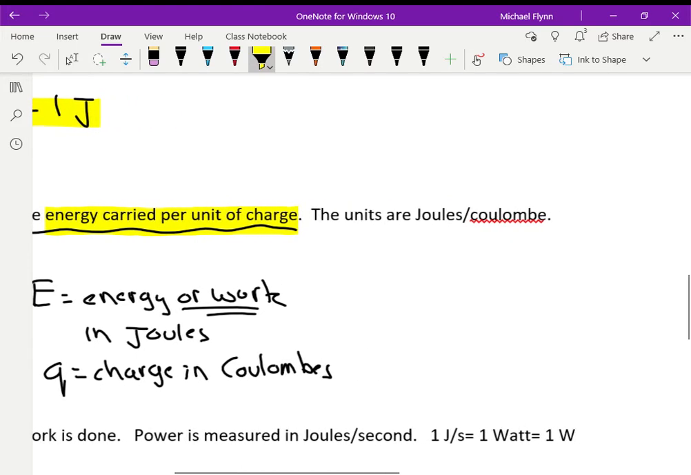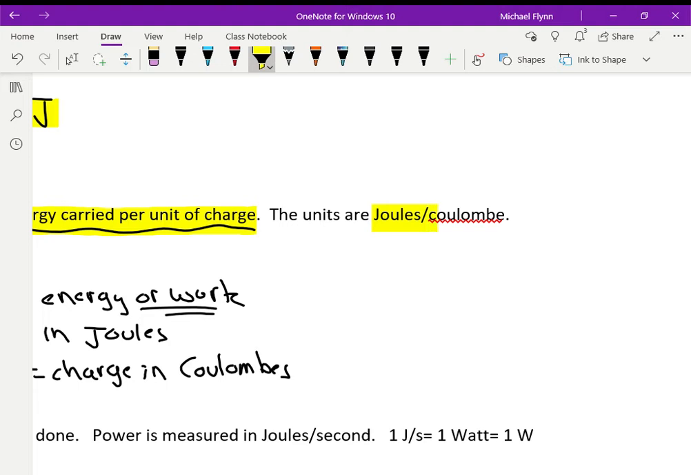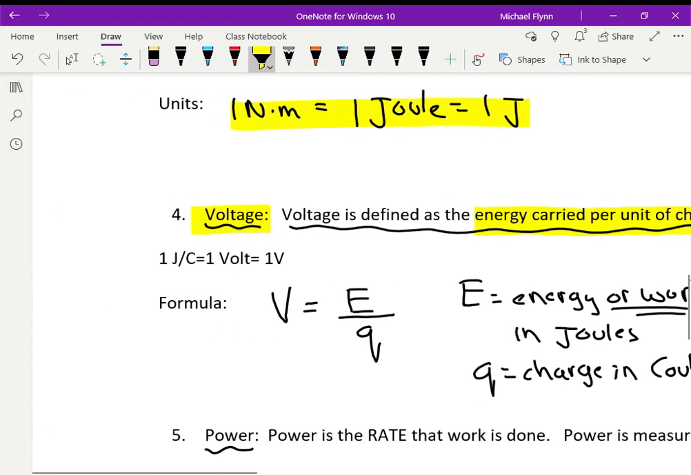So the logical unit would be joules for energy divided by coulombs, right? So joules per coulomb. However, we named this one after the guy who invented the battery. So we say 1 joule per coulomb is the same as 1 volt, and from now on I'm just going to use a capital V for volts. So 1 joule per coulomb of charge.